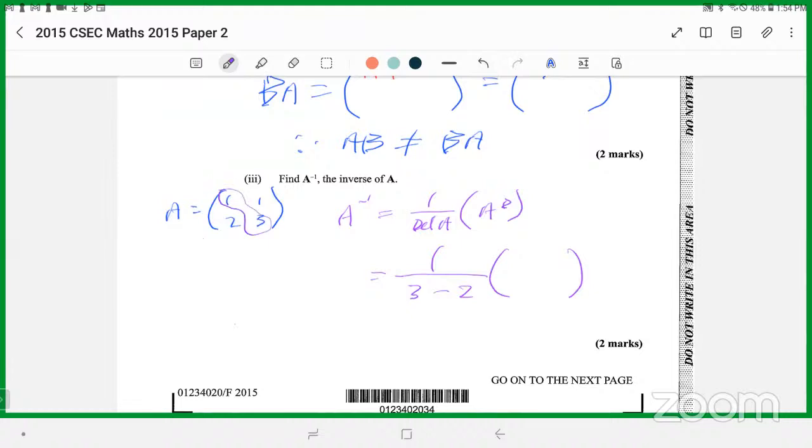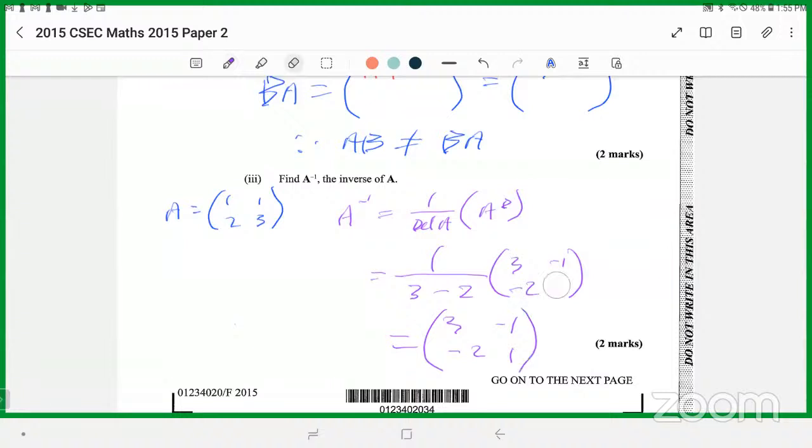Interchange the elements on that first diagonal, 3, 1. Leave these two other elements where they are, but change the sign: -1, -2. All right, this under here really is just a 1, 3 minus 2 is 1. So the answer therefore is just this matrix: 3, -1, -2, 1. That's it.